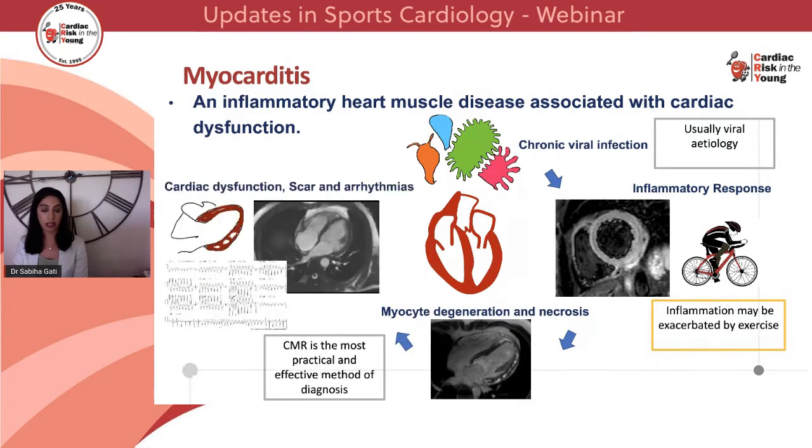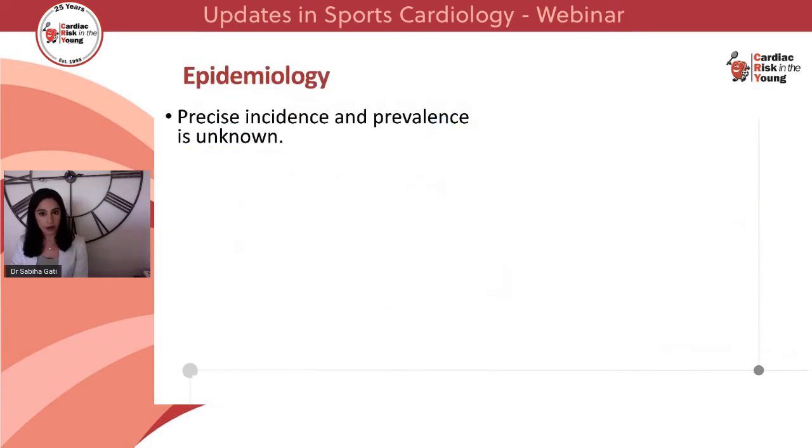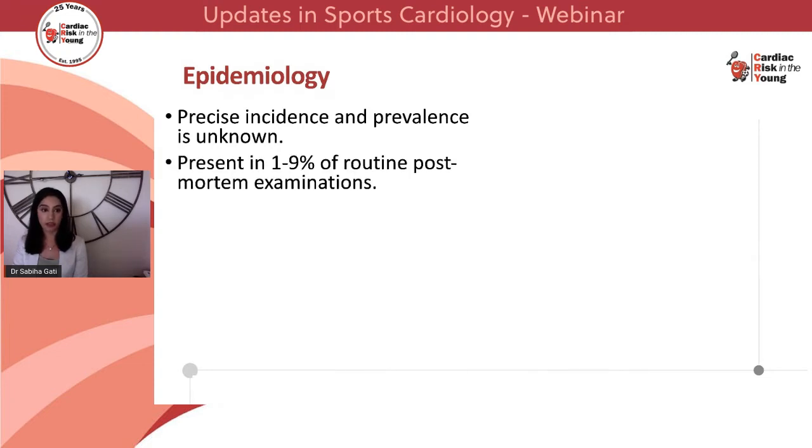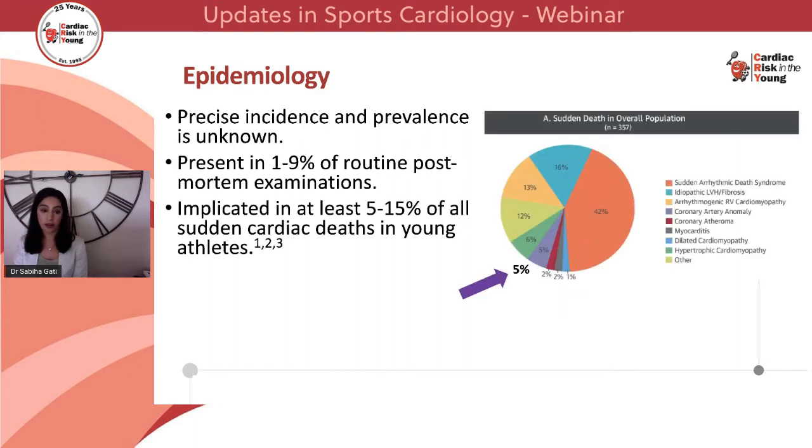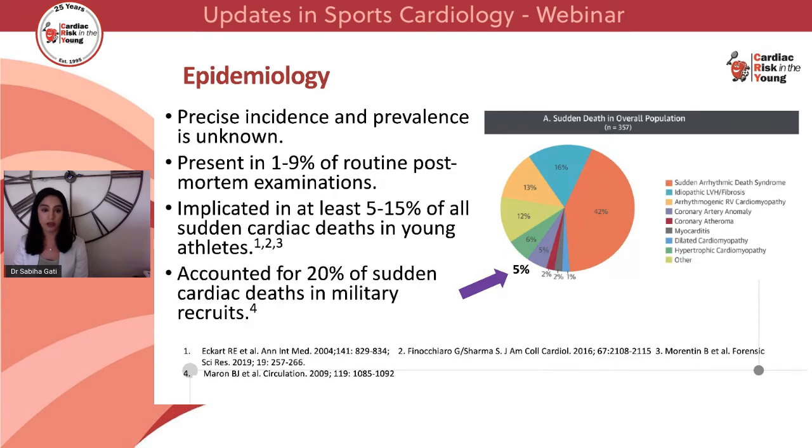Sequelae of myocarditis include cardiac dysfunction, myocardial scar, and arrhythmias, and these are considered to be adverse prognostic factors in this condition. The precise incidence and prevalence of myocarditis is unknown. We do know that based on post-mortem studies, it's an important cause of arrhythmogenic sudden cardiac death. It accounts for 5 to 15% of sudden deaths in all young athletic individuals, and up to 20% of deaths in military recruits, suggesting that exercise is an important trigger in this condition.